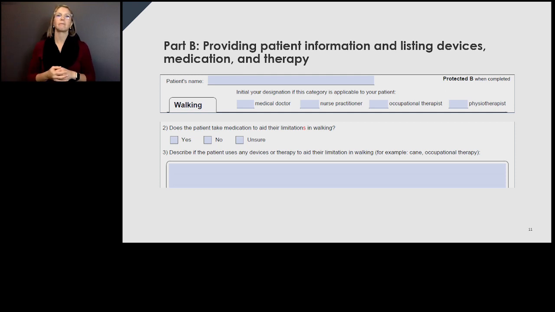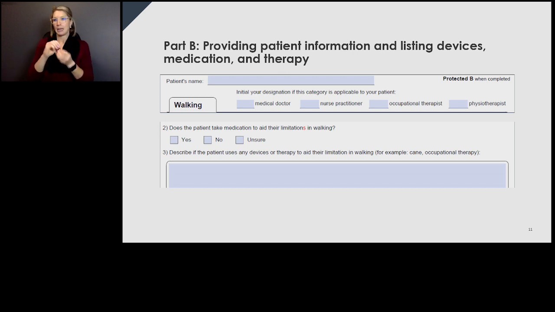Now that we've gone over the steps, let's take a look at how to fill out the application form. Whether you're using a printed form or the app, the questions will be the same. The following slides are screenshots of what Part B looks like. As you can see, at the top of each page in Part B, there's a space for your patient's name. Once you fill that in, please indicate your field of medical practice by initialing the appropriate box.